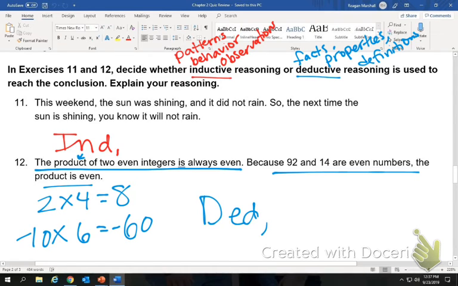If it said, Talmage noticed that every time he multiplies two even numbers, he gets an even answer, that's an observation. That would be induction. But because of the way it's worded, it says it as a fact.